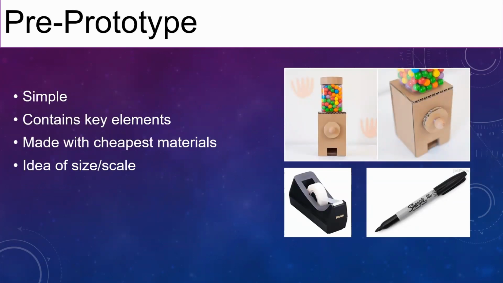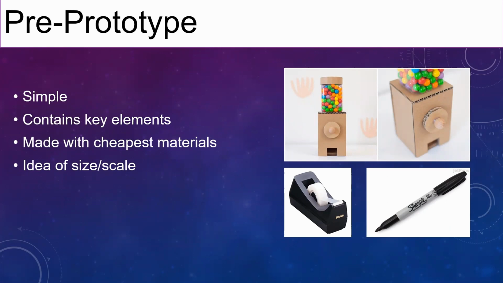Again, don't focus on perfection in the first run. The example I'm going to use here is a gumball machine. And here's my pre-prototype. These are all images from Google of a gumball machine. It's simple. It contains the key elements. We have something to hold the candy. We have a little knob thing. We have somewhere where the candy is going to come out.